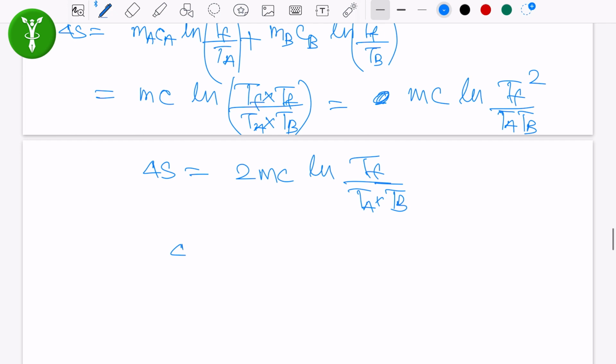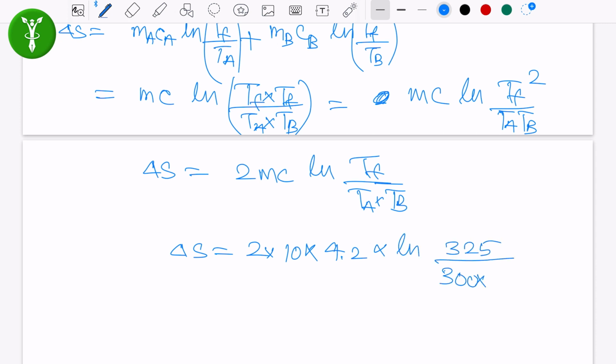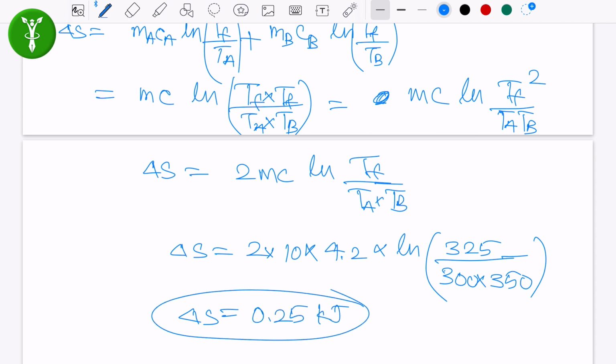So delta S will be 2 times 10 times 4.2 into ln of 325 divided by the square root of 300 into 350. After calculating, you will get delta S equal to nearly 0.25 kilojoule per Kelvin. Since we have directly used the mass M, it will come out in kilojoules.